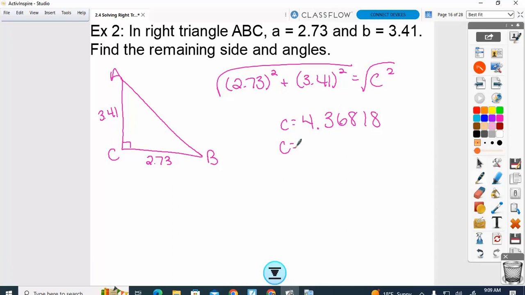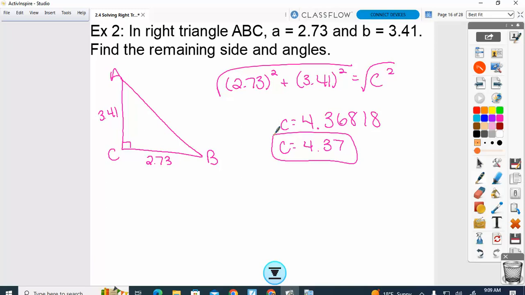So if I round this to 3 significant digits, what would my answer be? I didn't give you units, so we can't really give a unit there. Now, we have to figure out how to get these angles, which is a little bit different. We haven't really had to do that before.